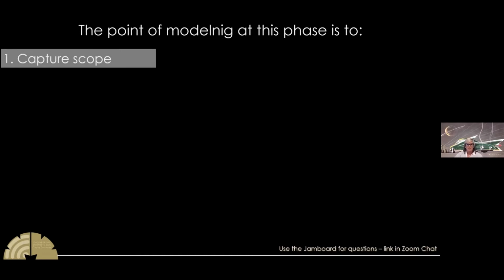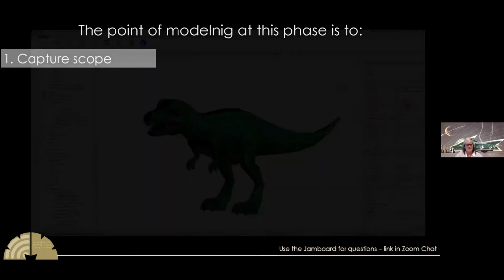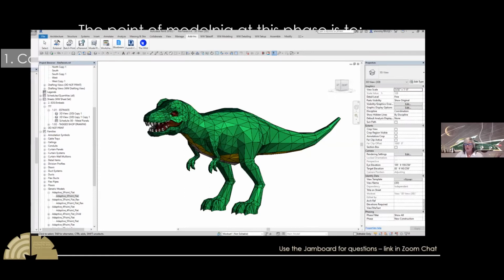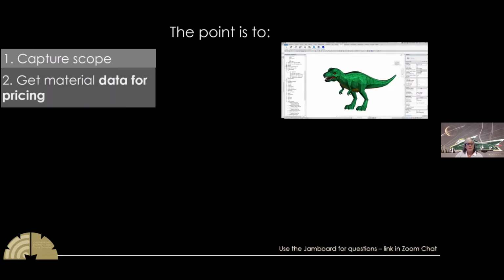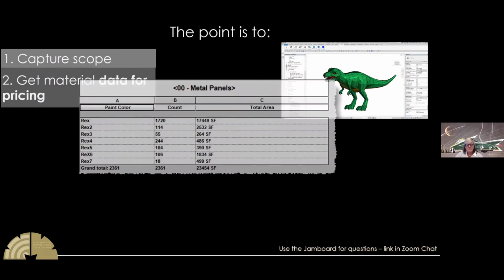So the point of modeling at this phase is to capture scope. How complicated is this project? How many panels are there? What are we dealing with? So we get that all modeled up, and we go ahead and get the material data for the pricing. Here you can see all of the different paint colors, all the different panel counts in this case, because we do know where the joints are. We have a total panel count, and we have total square footage, because we have a formula in there that's counting that unfolded shape, getting all that panel surface as accurate as possible.